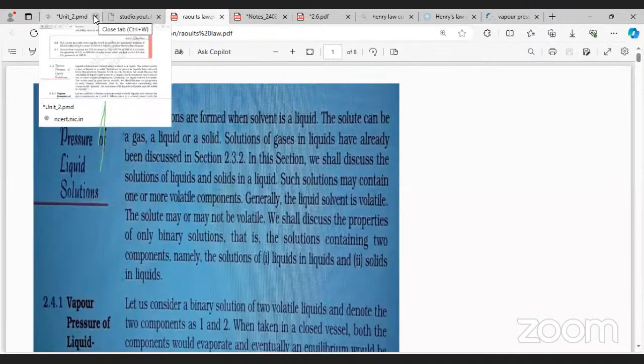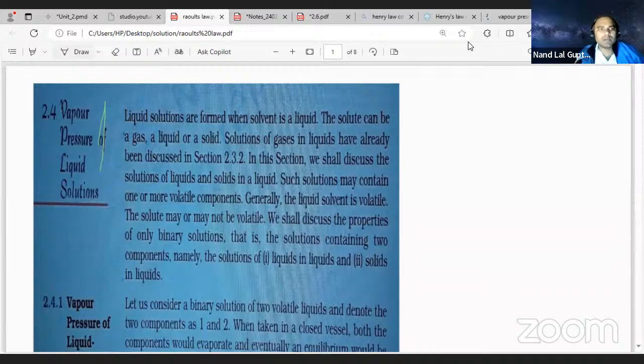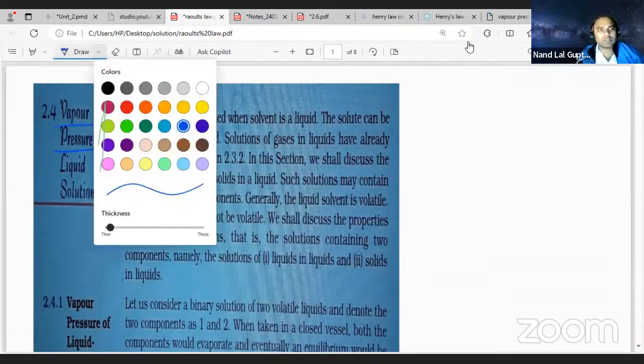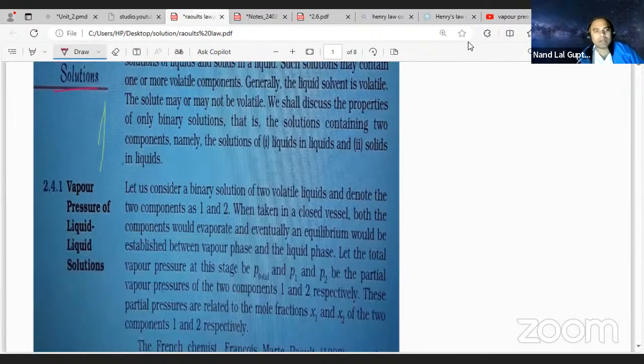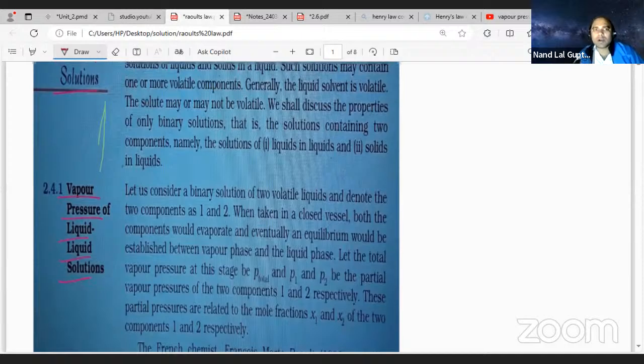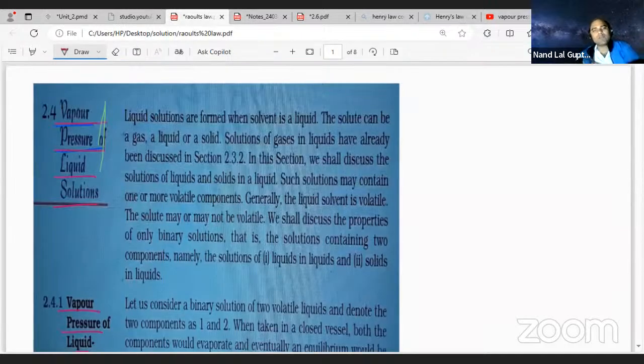Yes, sir, visible. Okay. So here, you see, that is vapor pressure of liquid solution. We are going to cover this one. Vapor pressure of liquid solution. So what is the vapor pressure? We have already covered gas in liquid, so we are going to study liquid in liquid. Liquid solutions means liquid in liquid.